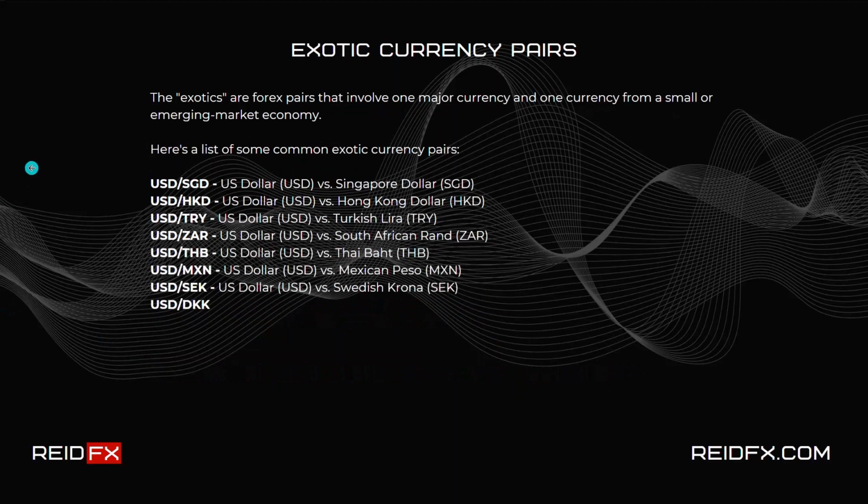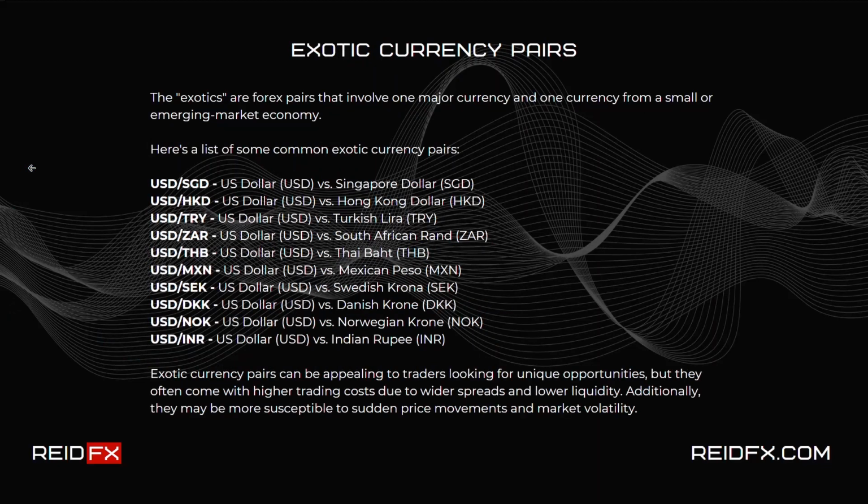Finally, we have the exotics. So exotic Forex pairs involve one major currency and one currency from a small or emerging market economy. So you can see that the examples I've shown you here all contain the US dollar, and they are paired with an emerging economy, so like the Turkish lira, the Hong Kong dollar, South African rand, etc. Now, exotics are quite difficult to trade. They tend to have low liquidity, high volatility, higher spreads. However, they can provide some very good trading opportunities.